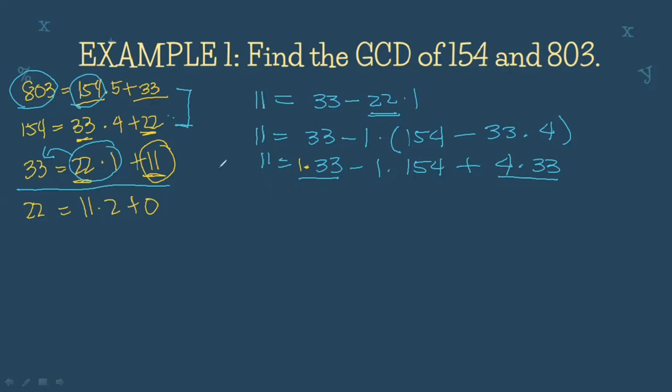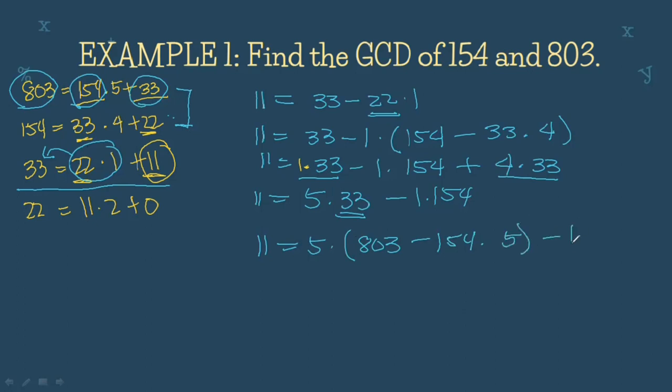So, now let's proceed po. So, we have here 11 is equal to combined like terms po nitong dalawa. So, we have here 5 times 33 minus 1 times 154. Ito pong 33 is meron pa rin po siya dito na value. So, ibig sabihin, we will change that to its equivalent po dito. So, we have 11 is equal to 5 times the quantity, ano po yung equivalent ni 33 dito po? So, that is 803 minus 154 times 5, minus 1 times 154.